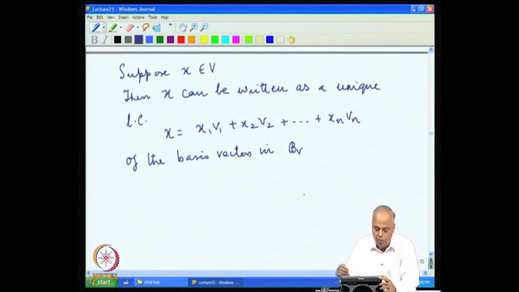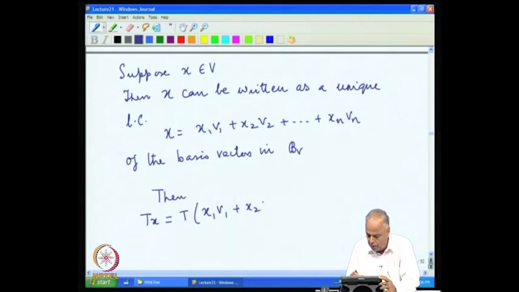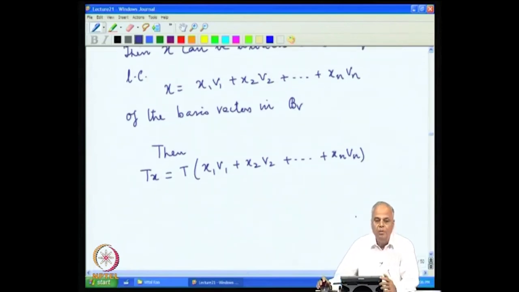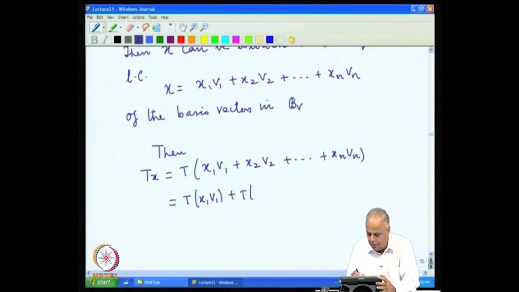Now, once we do that, we want to know what is Tx. Then Tx should be T of x1 v1 plus x2 v2 plus xn vn. Now, we would like to have T to be linear. We are trying to define a linear transformation. So, for a linear transformation, T of a superposition is the superposition of the T's, or T of a sum is the sum of the T's. So, we can write this as T x1 v1 plus T x2 v2 plus so on T xn vn. Since we want T to be linear.